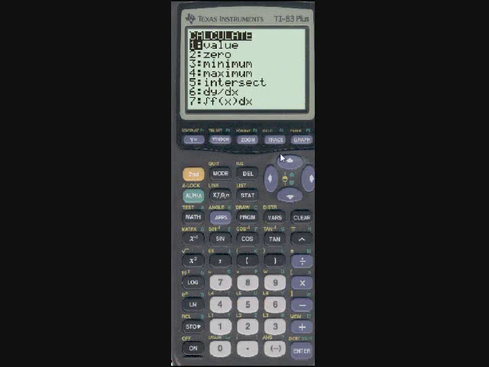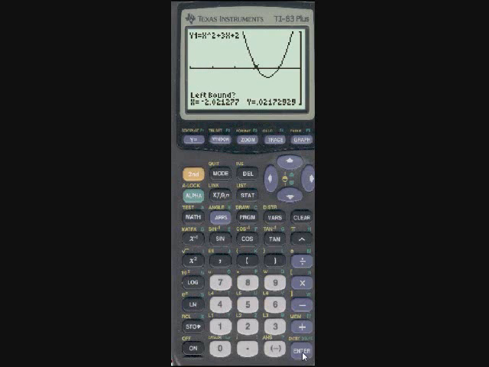Second calc. And I want to get a 0. And I enter. And here it says left bound. Well, I have to get the left bound over here, on the left hand side. This point right here, I want to be on the left hand side. But I can't have 2 points. Like right here, I would have 2 points between the left and right hand side. I can only have 1. So I move it past this point, enter.